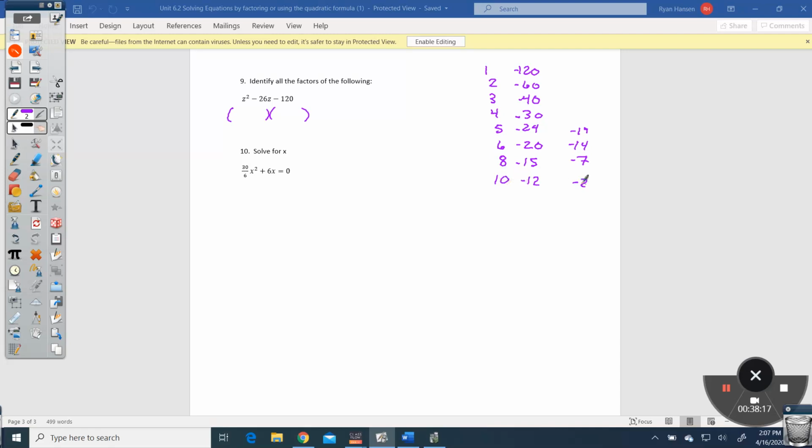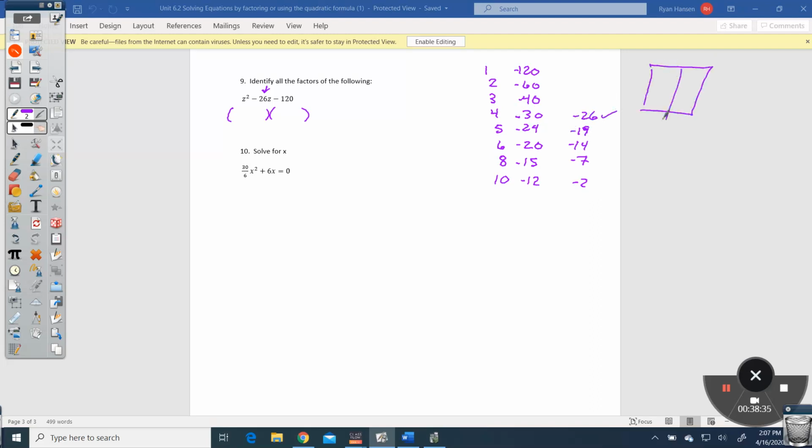10 plus negative 12 is negative 2. 8 plus negative 15 is negative 7. 6 plus negative 20 is negative 14. 5 plus negative 24 is negative 19. I'm trying to find the one that makes negative 26. So 4 plus a negative 30 is negative 26. So there's the one that I'm after.